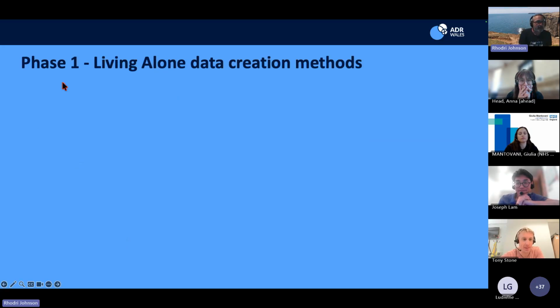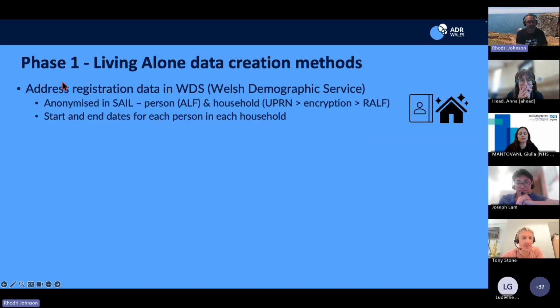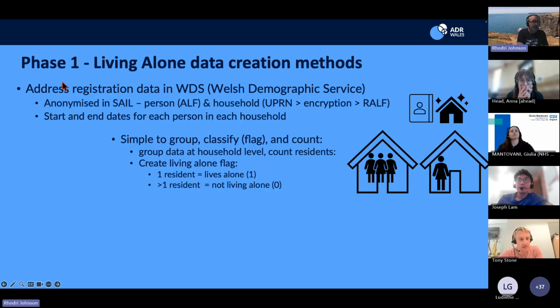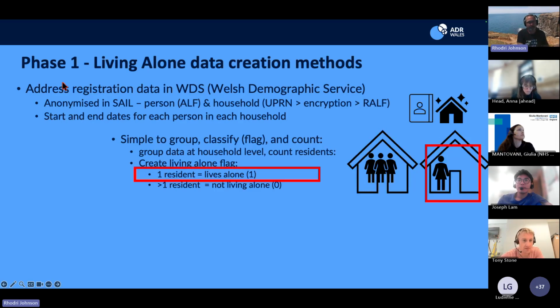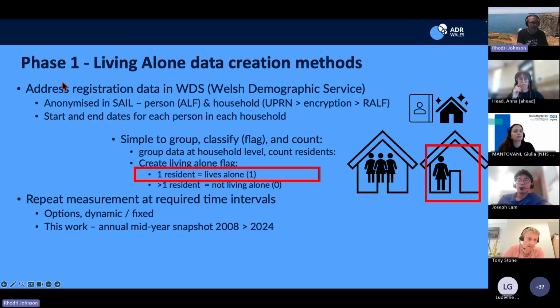So living alone data creation methods, a bit of a repeat, but effectively we've got the address registration data, start and end dates for each person, anonymized households and identifiers. Simple to group it and classify and count. Group the data at household level, count the number of residents, create the living alone flag at individual level data. One resident, person lives alone, simple. Create the one resident, not living alone. Repeat. There's different ways you can do it.